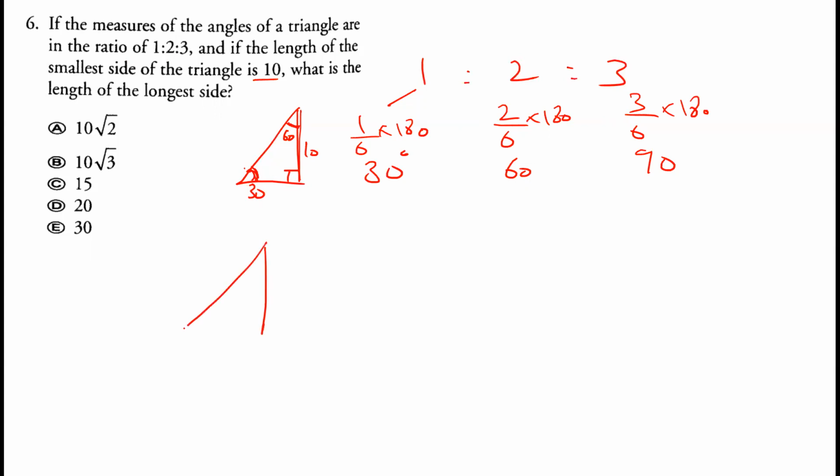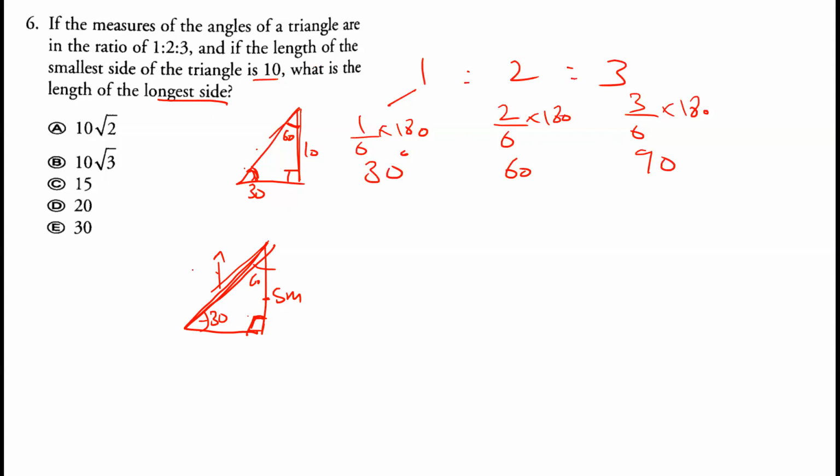So let's suppose this is your triangle. This is your 30, this is your 60, and this is your 90. Obviously the largest angle is this 90, so the side opposite this 90 degrees would be the highest. This is your longest side. The smallest side would be the one that is opposite to the smallest angle, that is your 30. So what is the length of the longest side?